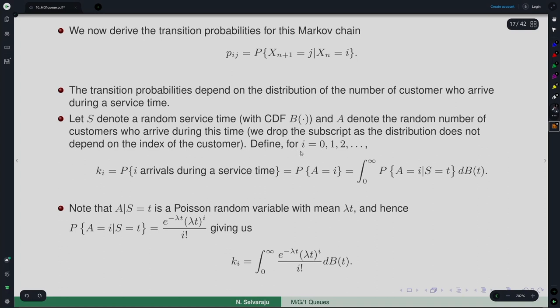Now, for i equal to 0, 1, 2, and so on, if I call this k_i, which is the probability of i arrivals during a service time, what is the probability that A equals i, which means i customers arrived during a service time? How can I evaluate it? I can condition on the length of the service time and multiply by its distribution over all possible durations, from 0 to infinity. This is basically the total probability law, or conditioning argument, that you have applied, where we have written this as a Stieltjes integral.